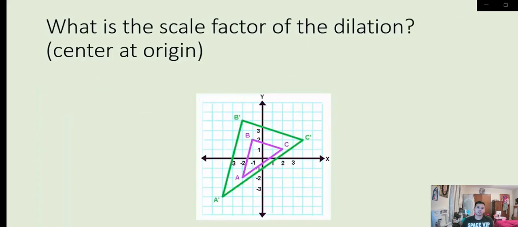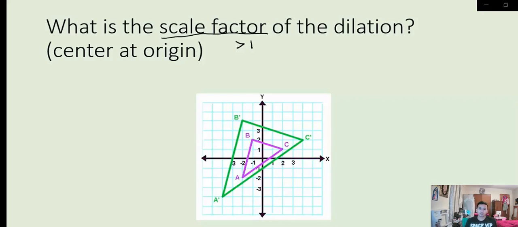All right. So what is the scale factor of the dilation? Center is at the origin. By just looking at this one, we have to look for the scale factor. The image is now the green color, and the pre-image is the purple one. The scale factor is automatically greater than 1 because it grows bigger. So you can identify it just by looking at the image there.